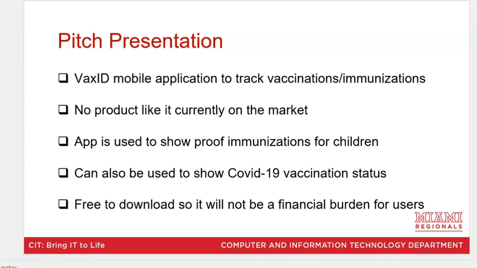So VaxID is a mobile application to track vaccination and immunizations. Currently, there's no product like it on the market. The app is used to show proof of immunizations for children, but can also be used to show COVID-19 vaccination status. It's free to download, so will not be a financial burden for users. So that's the biggest plus, is that it's going to be free to users to download in the App Store.